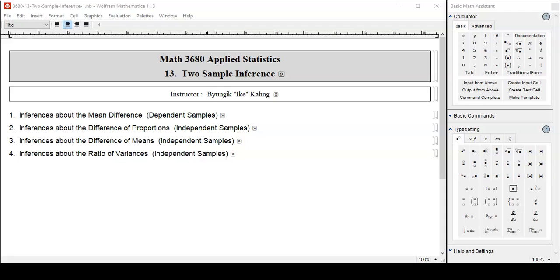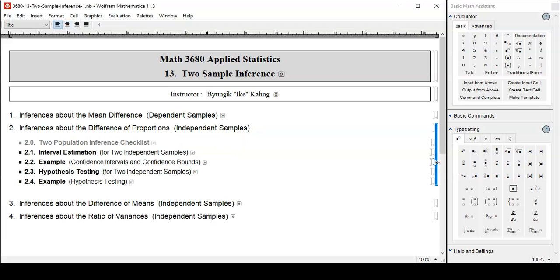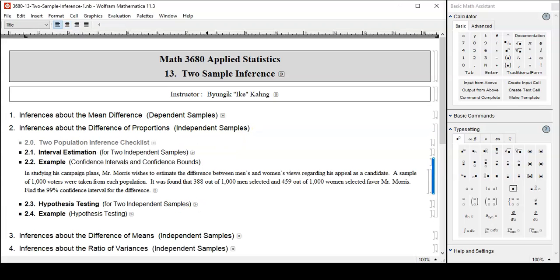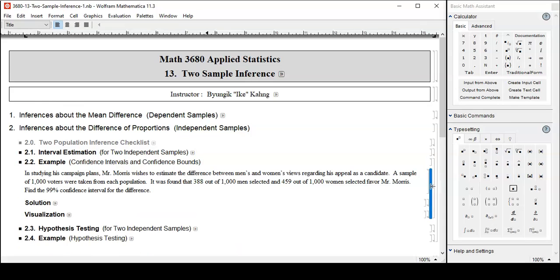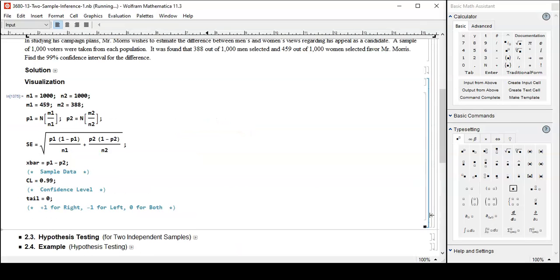Hello students, welcome back. We just completed an example problem on an interval estimation of two sample inference associated to two independent proportions. A long introduction, but basically I'm talking about this example problem. Remember? Here's a visualization.